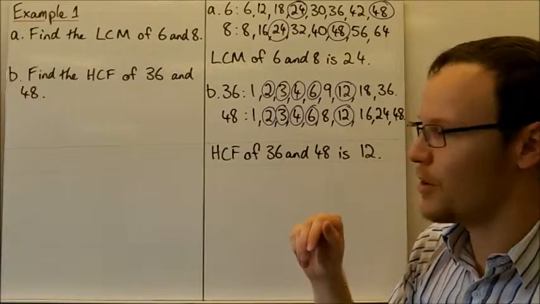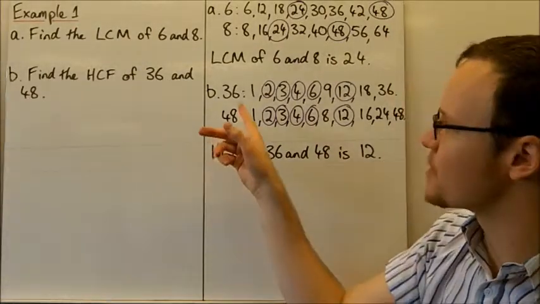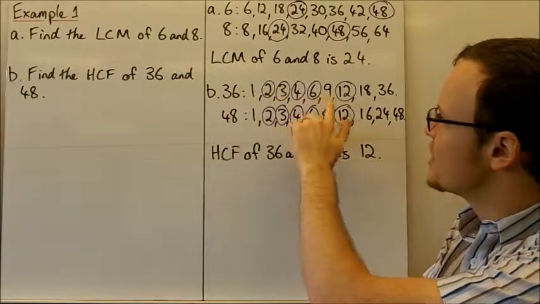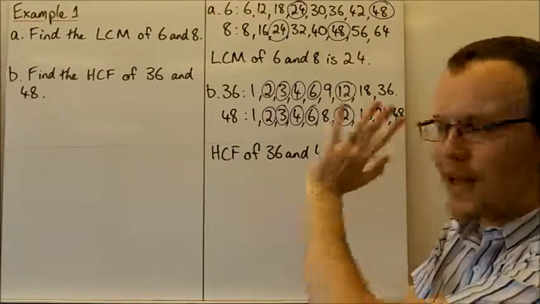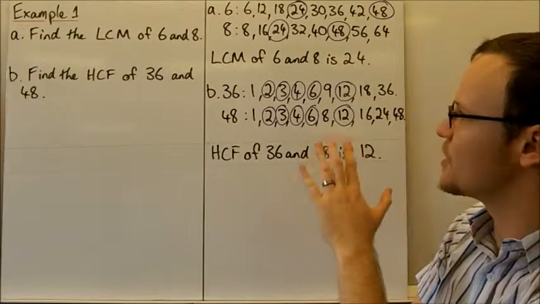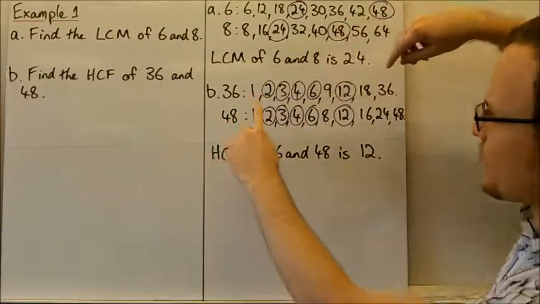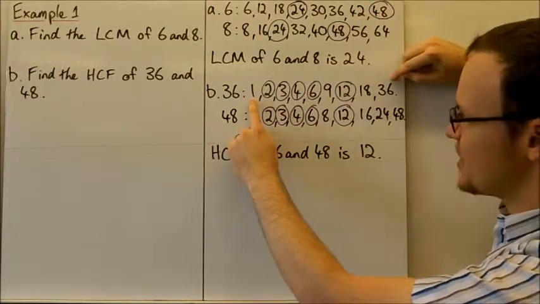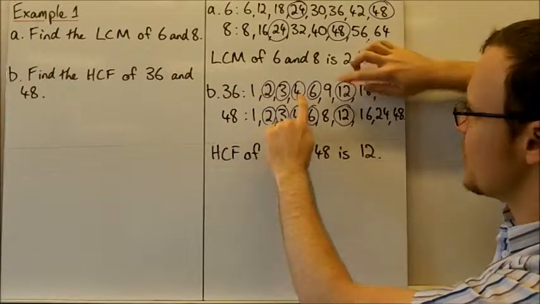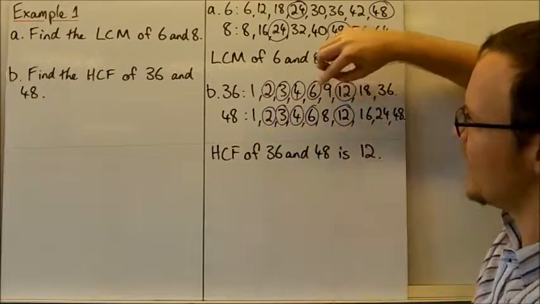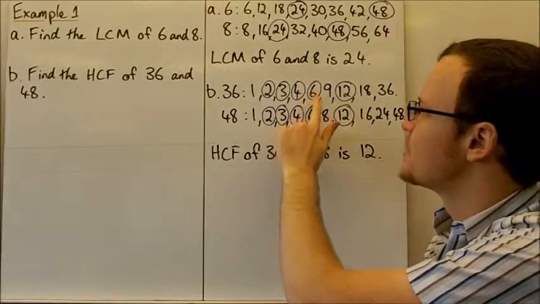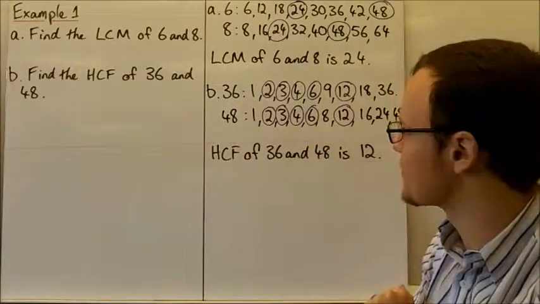For finding a highest common factor, we need to list the factors of the two numbers we've got. So 36, the factors of 36 are 1, 2, 3, 4, 6, 9, 12, 18 and 36. They're all of the numbers that we can divide evenly into 36. And you can see that most of them pair up. So 1 times 36 is 36, 2 times 18 is 36, 3 times 12 is 36, 4 times 9 is 36, and 6 times 6 is 36. We don't need to list it twice. So 6 squared is 36.